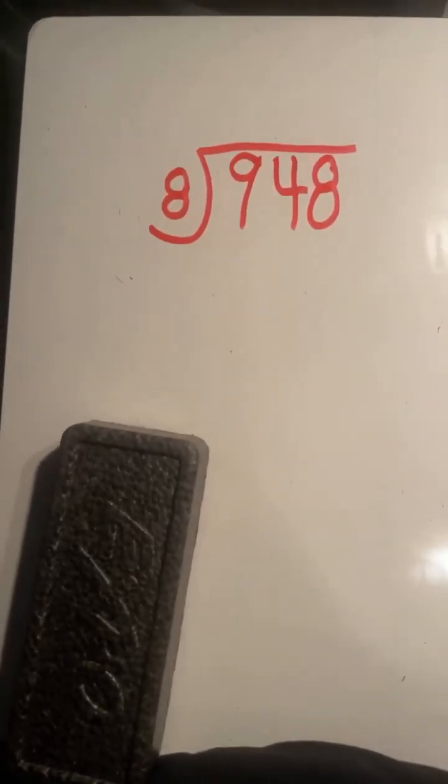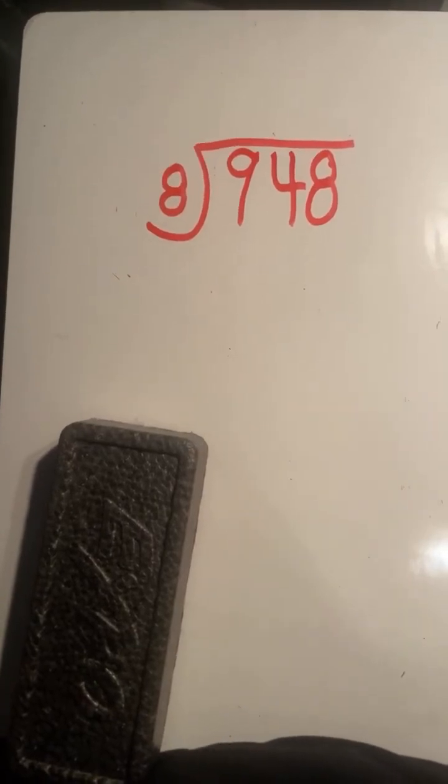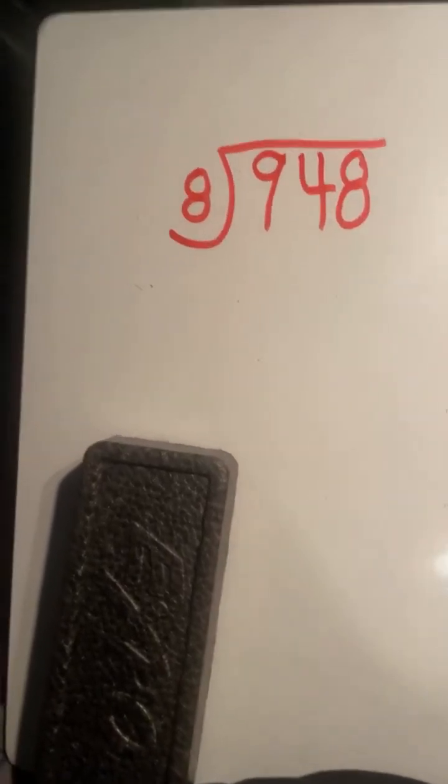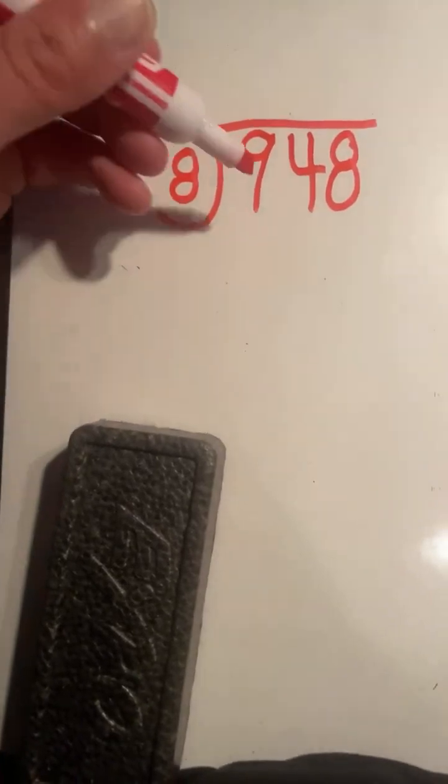Alright, 948 divided by 8. So we want to divide by the smallest number possible. The only rule is the number inside the square has to be equal to or bigger than the number outside the square. And we can actually start out with single digit division again.